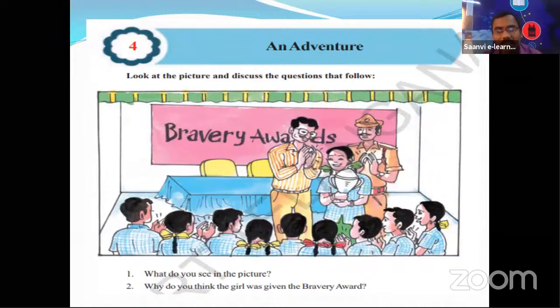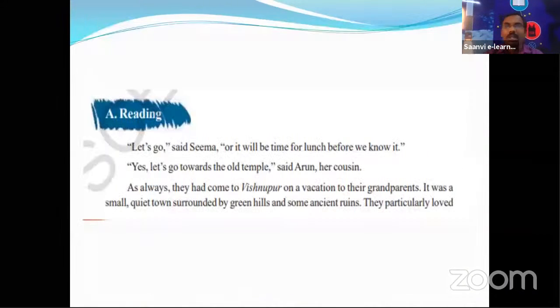Why do you think the girl was given the bravery award? That's what I said earlier. She might have done something with courage. That's why people noticed that and they gave her an award. So bravery awards. So here we go with the lesson.